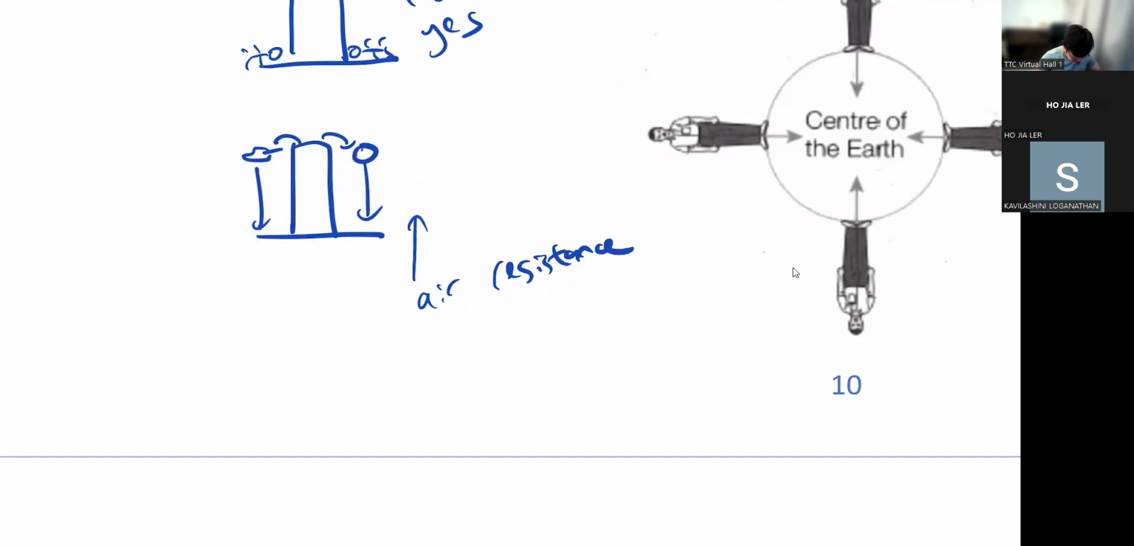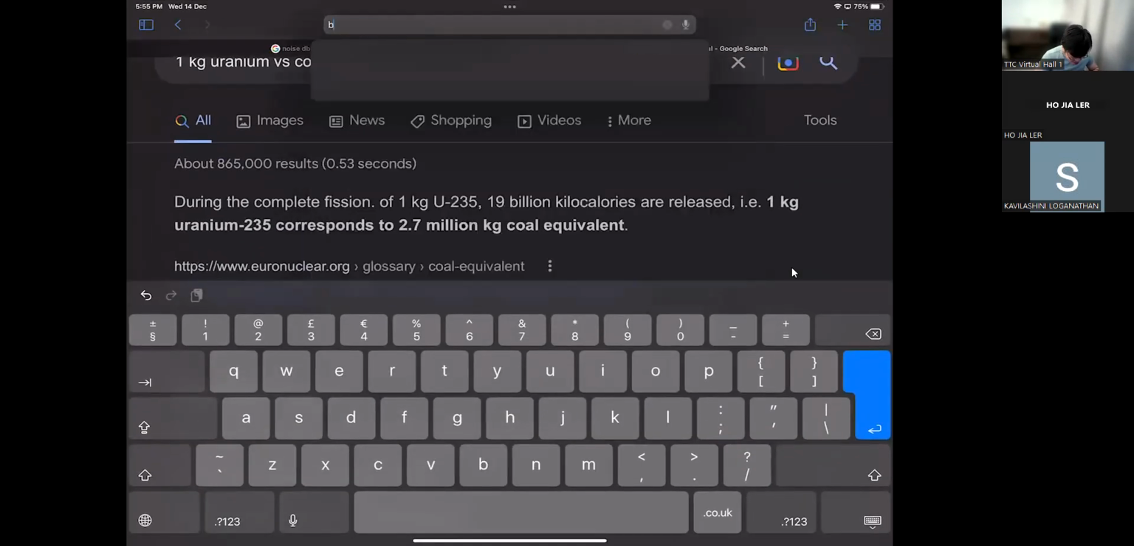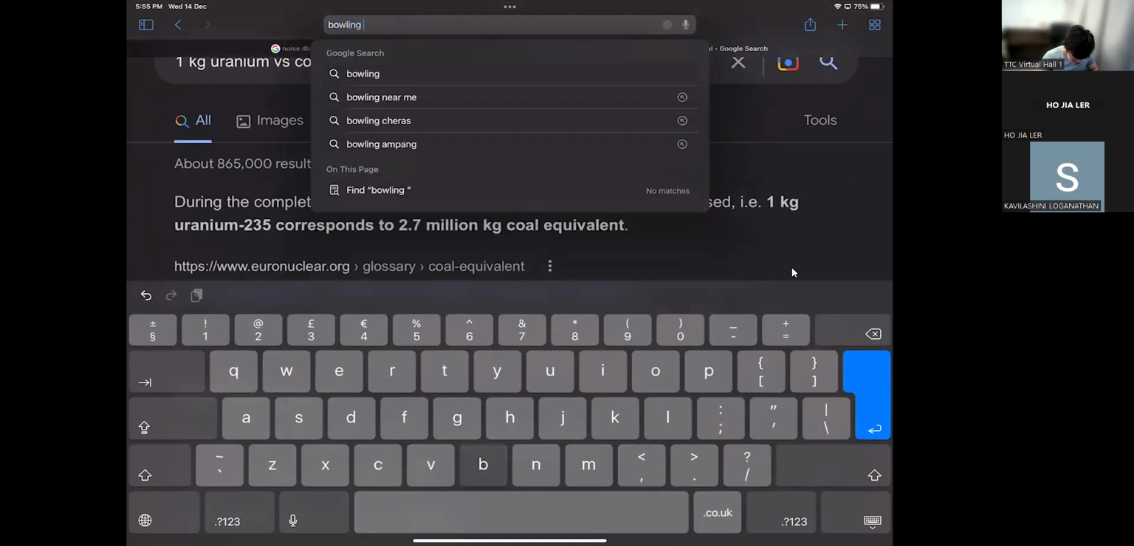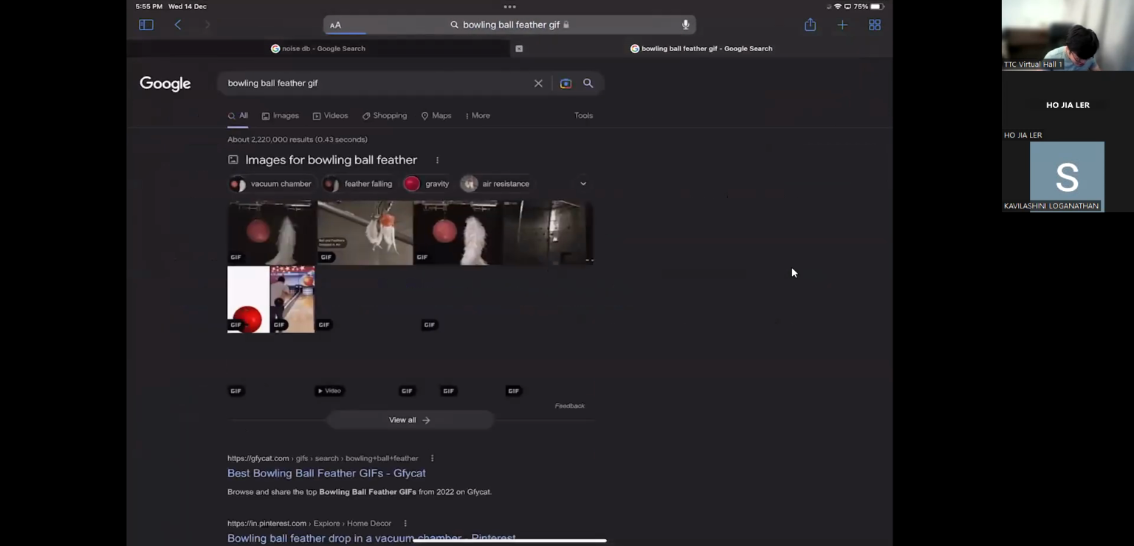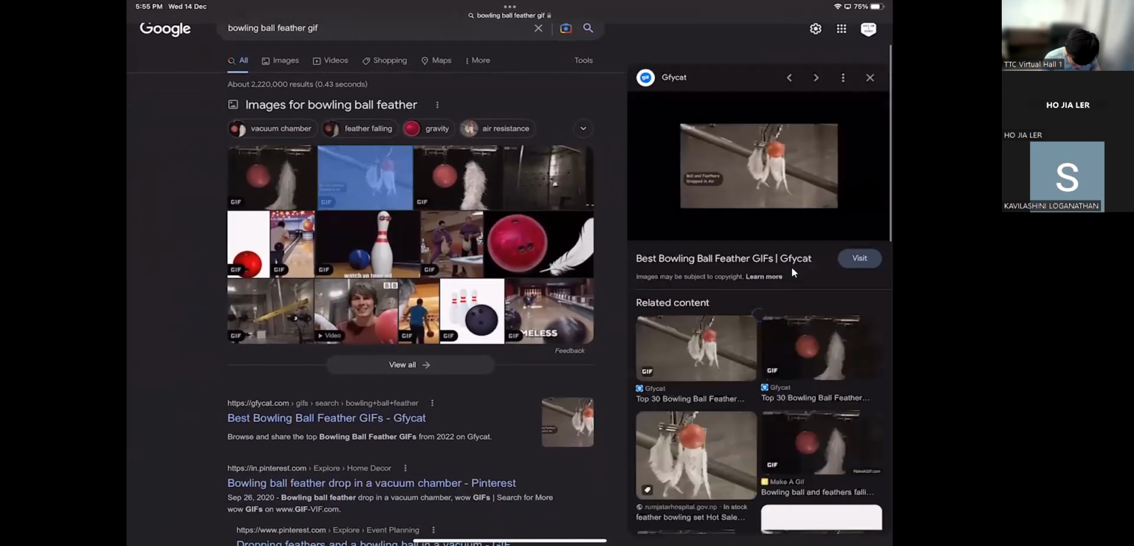Okay, let me show you something. Someone actually did this experiment though. Let me find you the GIF. Okay, so they did this with air first. Can you see that? They release a bowling ball and a feather. Can you see the bowling ball reach the ground first? This is the normal situation, with air resistance.